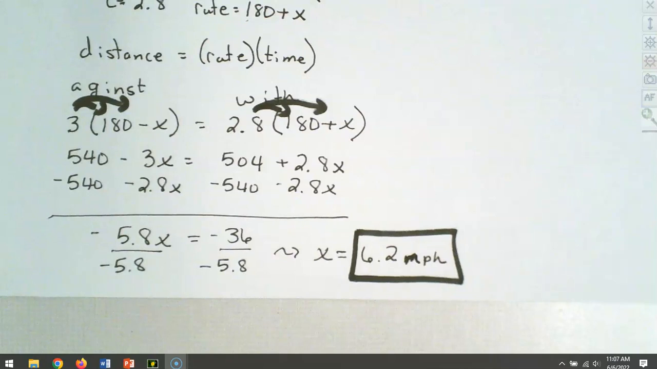Okay, we've got 2 more types of questions left to look at. We're going to look now at mixture next, and then investment at the end. So let's go ahead now and look at some mixture questions.